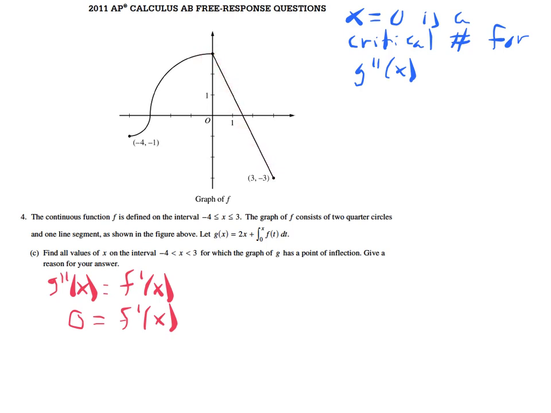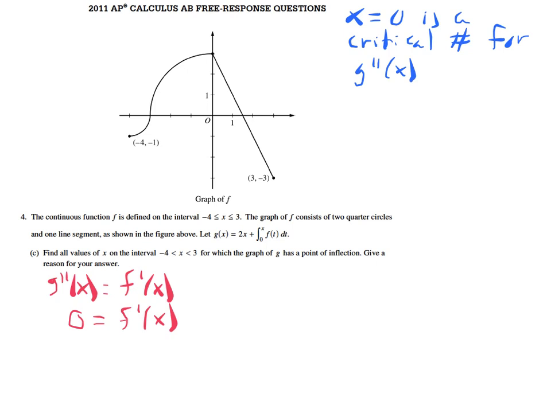I've changed my sign, which means that on the original g, which I don't have a picture of, it does change concavity. So, a reason for my answer: x equals 0 is my critical point and my inflection point.